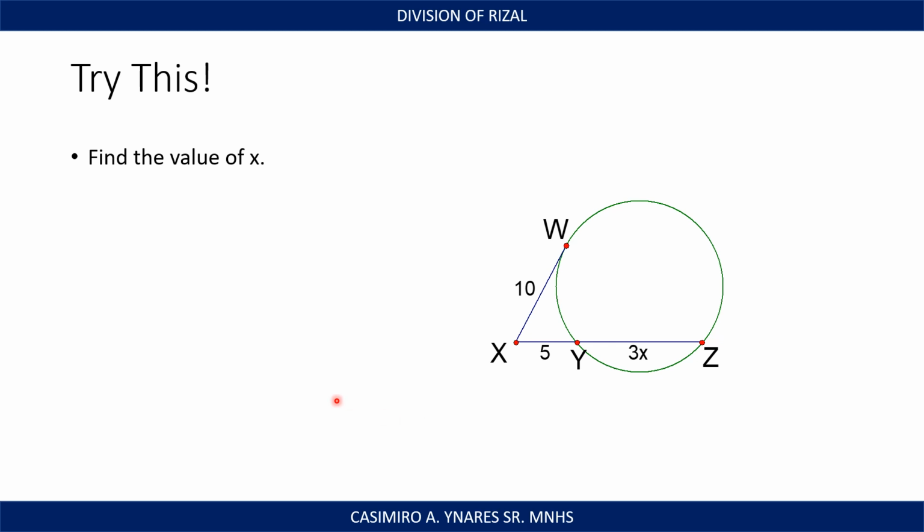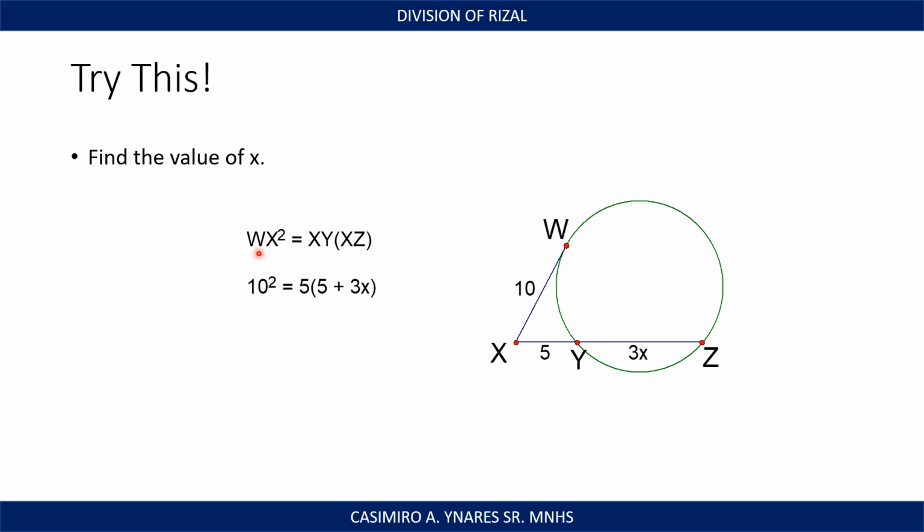Another example. Okay, find out what will be our tangent and what will be our secant. Ito yung tangent natin at ito yung secant segment natin. So, WX squared, ito yun, multiplied by XY times XZ.